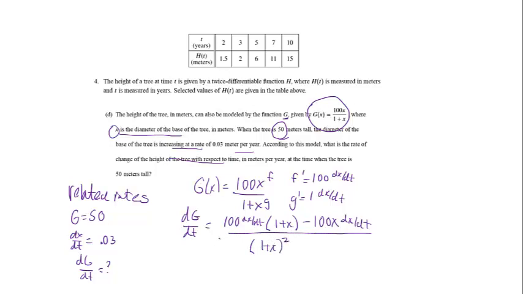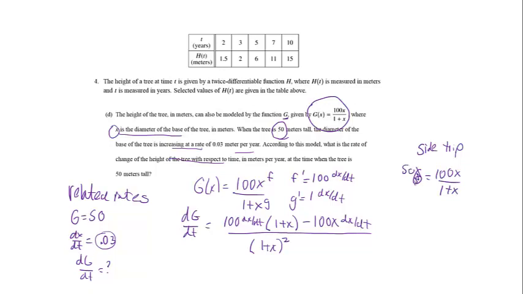All right, and now we're just going to be trying to find dg/dt. So I'm going to try to plug in information. I do notice that I have information for dx/dt, but I do not have information for x. So we're going to do a little side trip. We do know that g is equal to 100x over 1 plus x, and we do know that g is equal to 50.